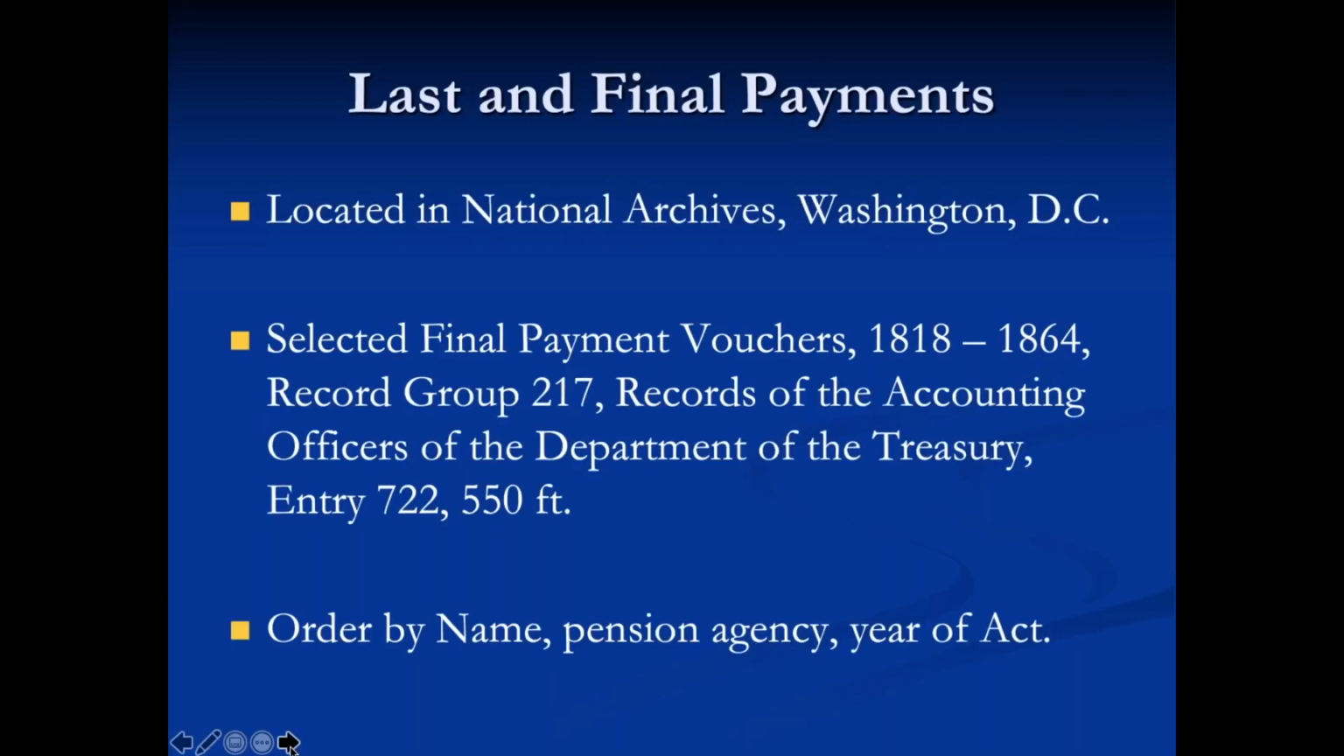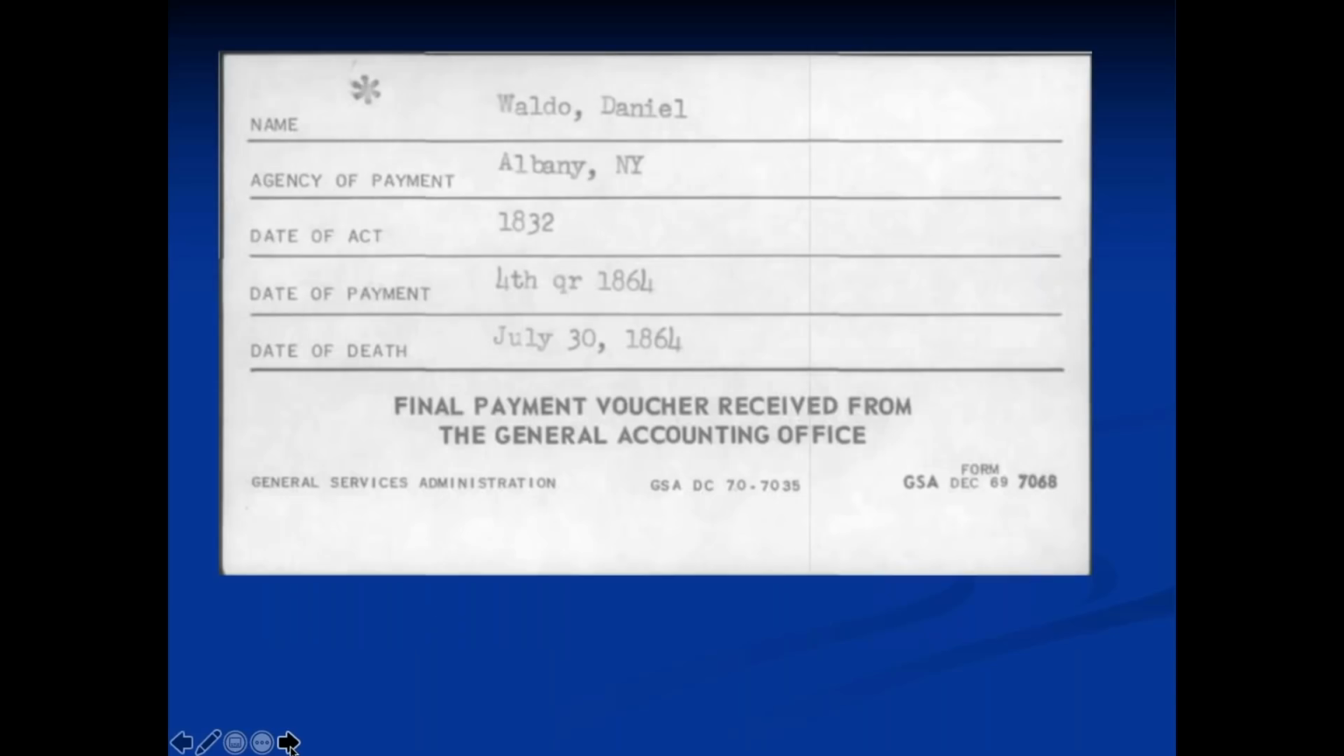These last and final payments are located in the National Archives in Washington, D.C. They are in entry 722, selected final payment vouchers, also in Record Group 217. And we order these by name, unlike the pension vouchers, which are by pension agency and act. So this is Daniel Waldo's index card. This index card can be found on fold 3.